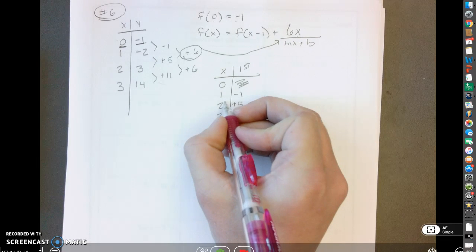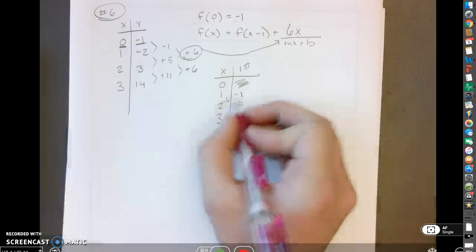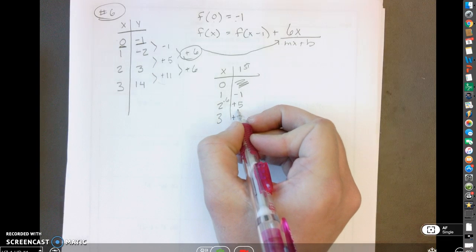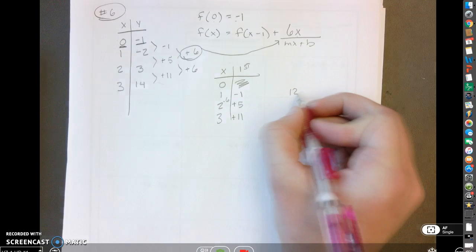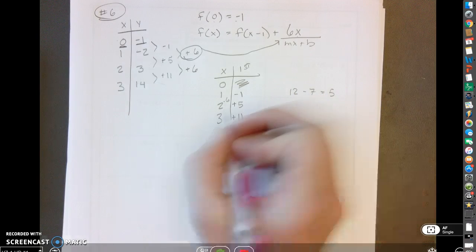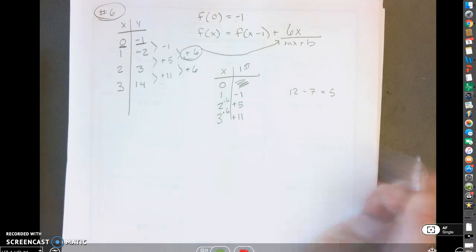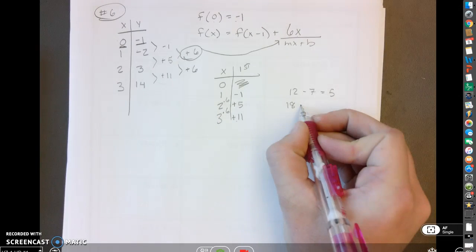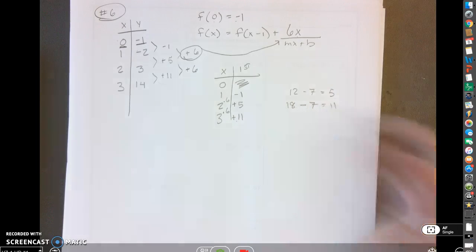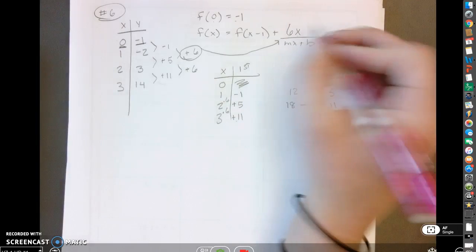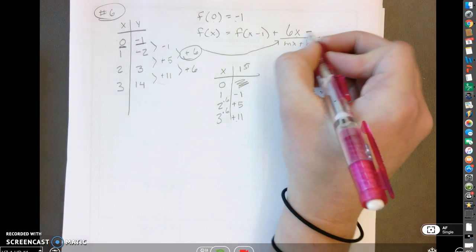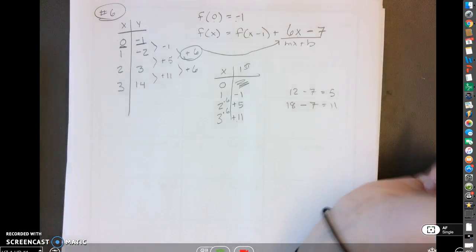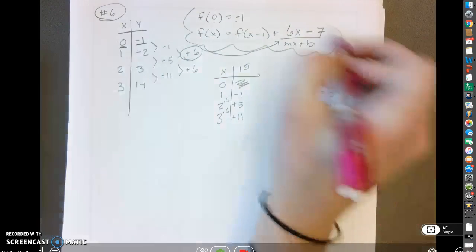So let's do 2 times 6, that's easy, it's 12. I want to get to 5, so 12 minus 7 is 5. Double check it right here. 3 times 6 is 18. I want to get to 11, so I subtract 7. Oh, that gets me to 11, okay? So I say 6x minus 7. There's your recursive equation for number 6.